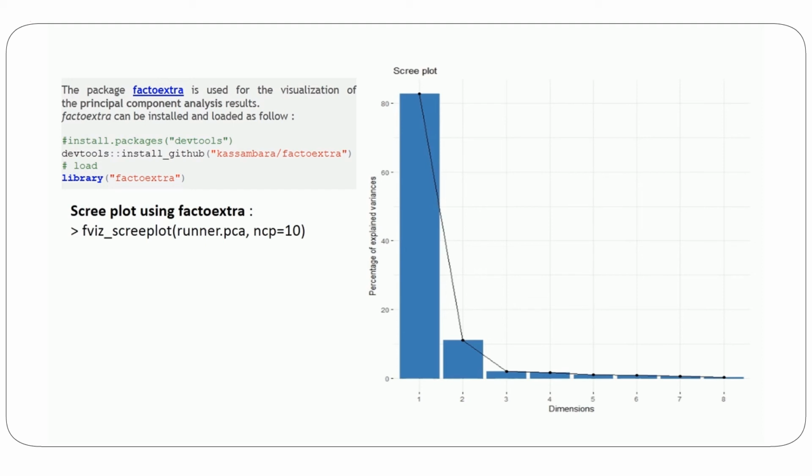Instead of using base graphics, we can also use the R package factoextra for various visualizations of principal component analysis. The package can be installed and loaded as follows. Under the package factoextra, the R command fviz_screeplot followed by the R object of the class prcomp will give the scree plot. So, this is how the scree plot looks, as we saw before.